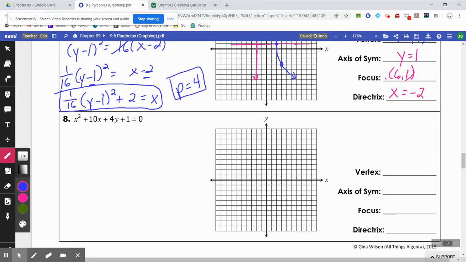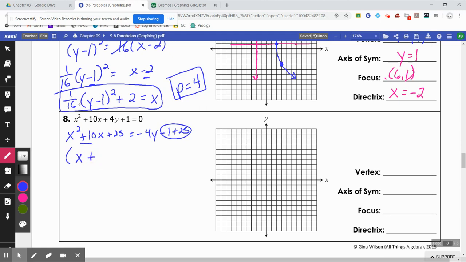Then the last one, we're going to have to do some more completing the square here. So I'm going to leave my x squared plus 10x together here. My 4y and my 1, I'm going to move to the other side by doing -4y minus 1. To complete this square, we're going to half and square. That's going to be plus 25. So let's do that to both sides, and we will be able to combine those.